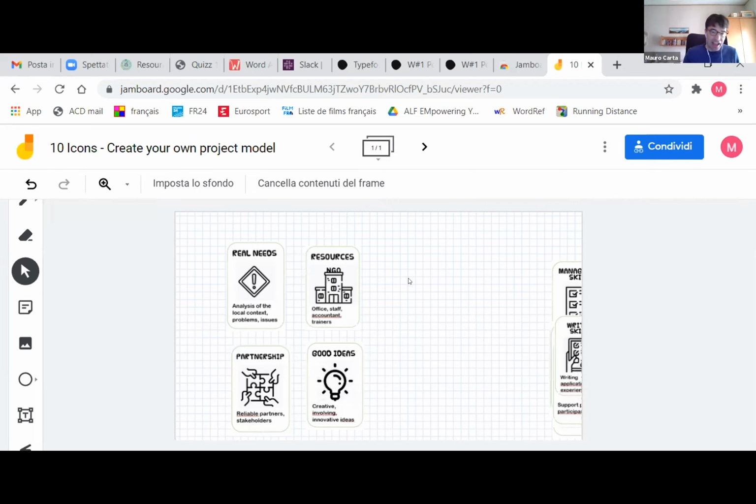Another important element is resources. And even before creating or developing a project idea, you should assess the resources of your organization. Because if your organization, for example, is not financially solid, it's a little bit shaky regarding financing or staff or members, then maybe it is not a good idea to apply to a project as an applicant. Maybe you can join a partnership as a simple partner. So the assessment of resources is a very important initial step that you should take even before presenting a project.